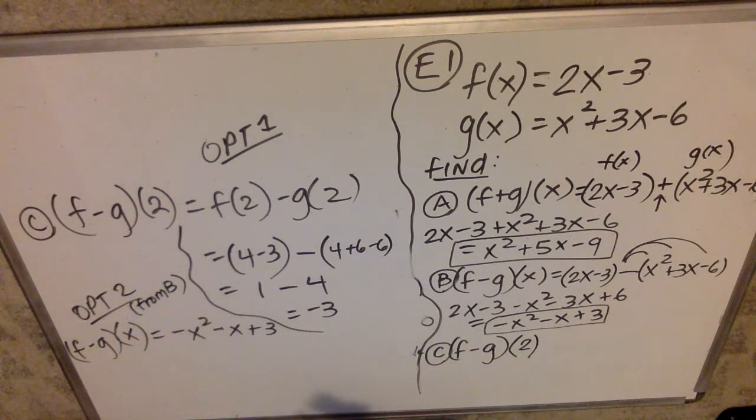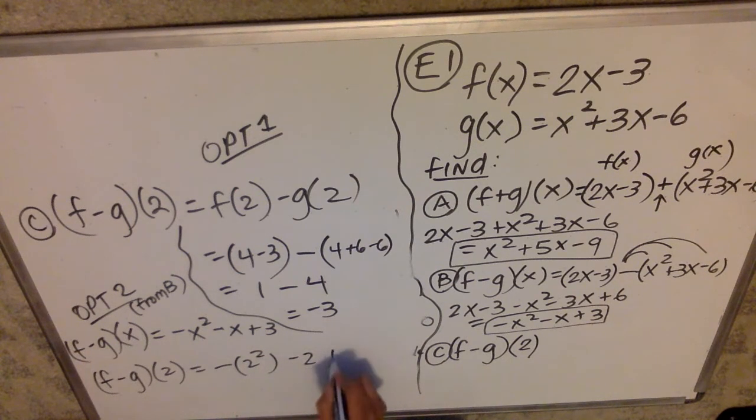Well, if you've already done that work in B, why not just take advantage of it and know that f minus g of 2 should be negative times 2 squared minus 2 plus 3, right? Well, that's negative 4 minus 2 plus 3, which is negative 6 plus 3. Oh, look, it's also negative 3.